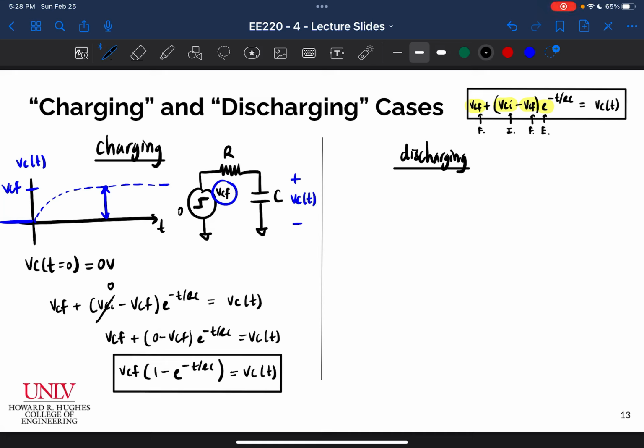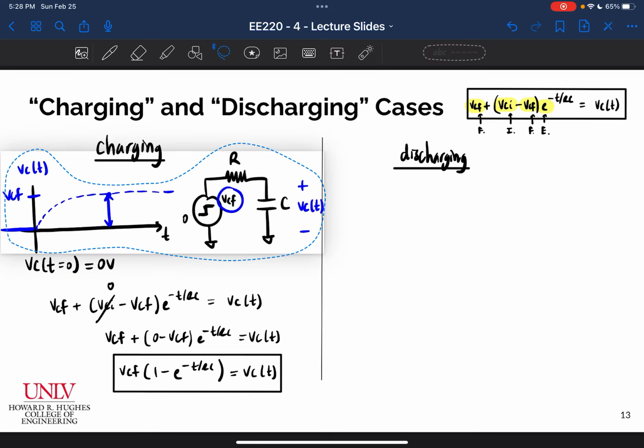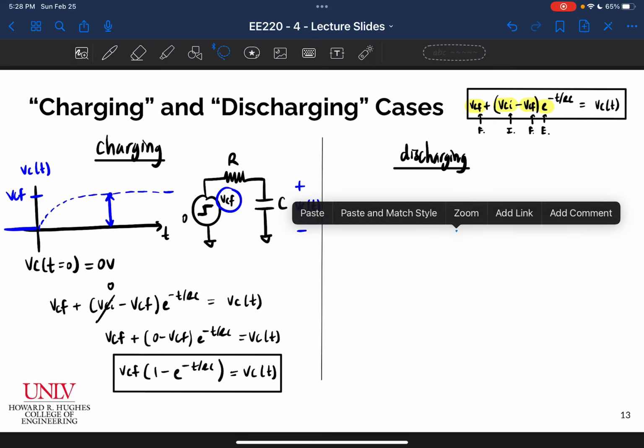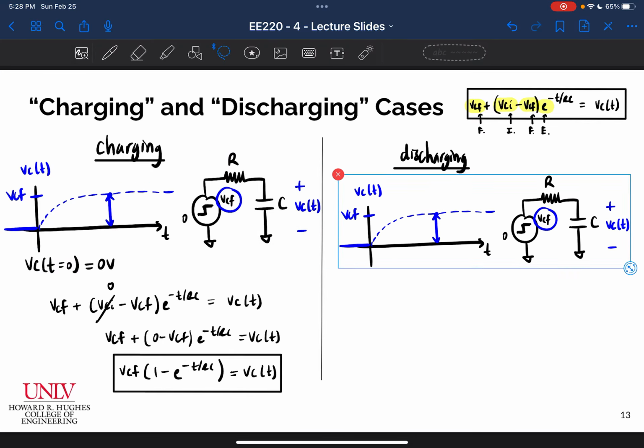All right, so we talked about the charging case. Let's go ahead and talk about the discharging case. Actually, really similar. Let me go ahead and just copy a lot of this stuff. A lot of it's going to be almost identical. Go ahead and take a copy of this and just paste it right here. Make it a little smaller so it fits.